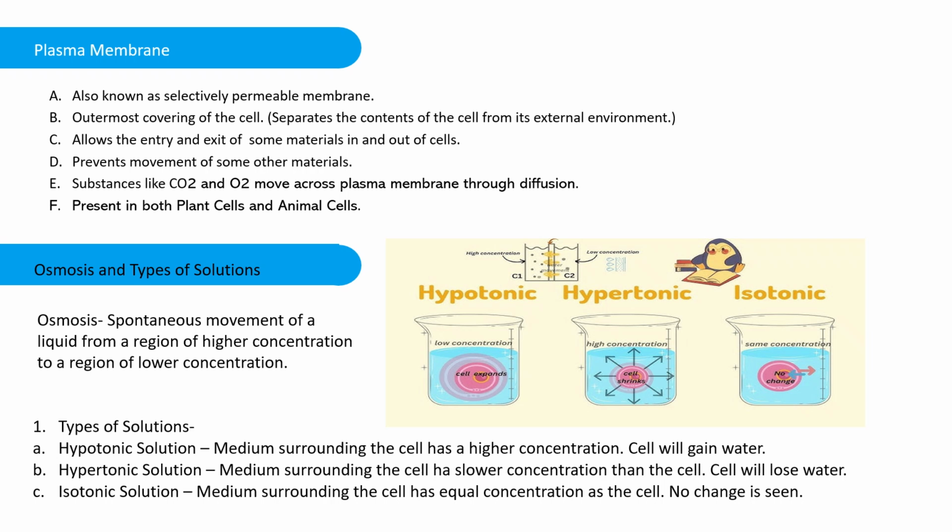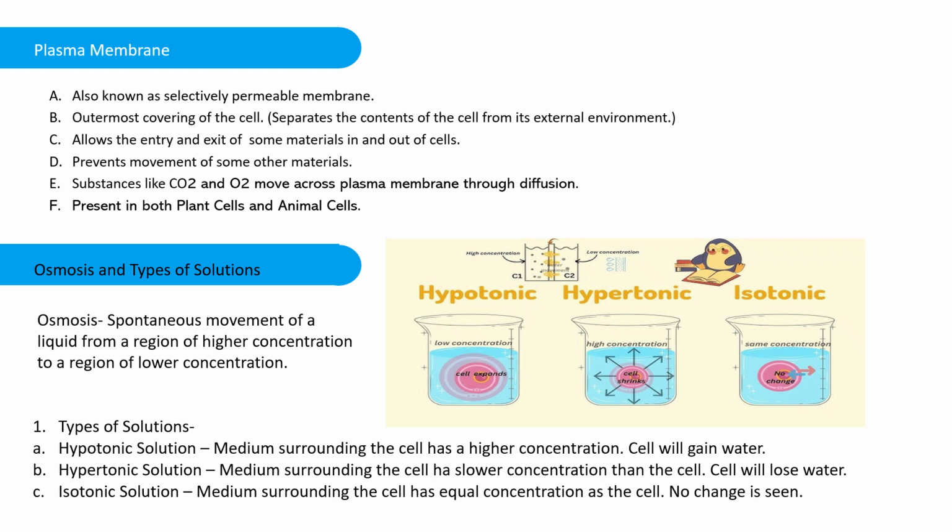So the plasma membrane allows the entry and exit of materials inside and outside of the cell and prevents the movement of some other materials. Substances like carbon dioxide and oxygen move across the plasma membrane through diffusion. Diffusion is a process which is a change of any state of matter into another state of matter. And the plasma membrane is present in both plant and animal cells.